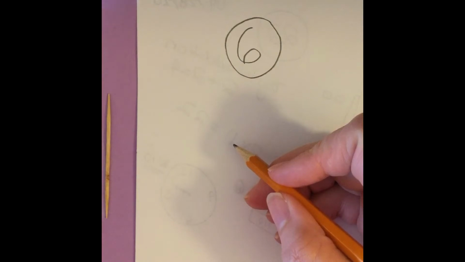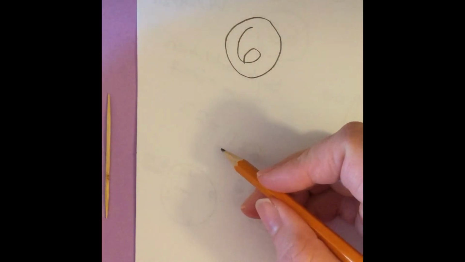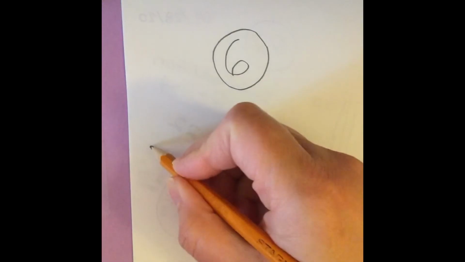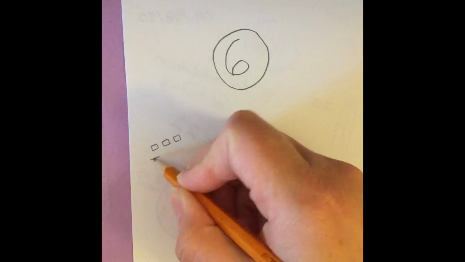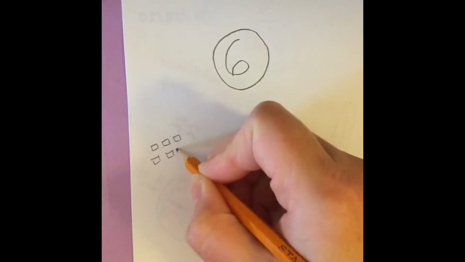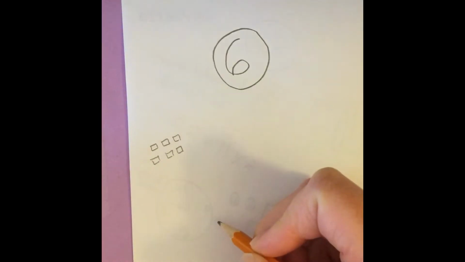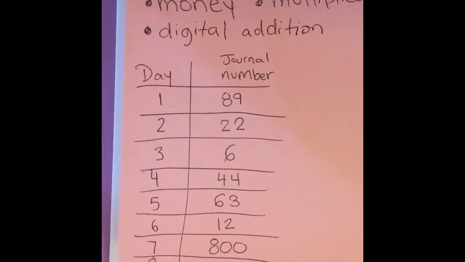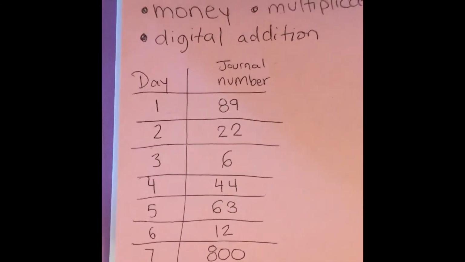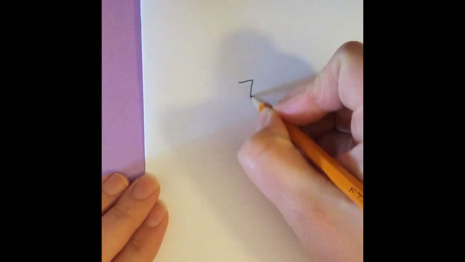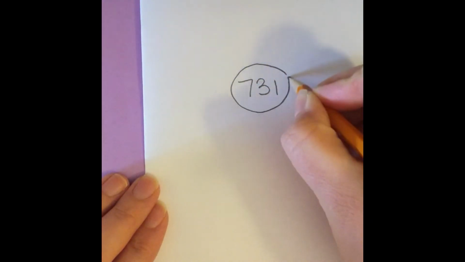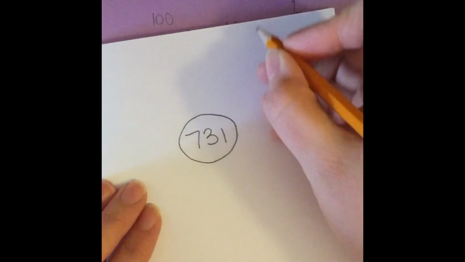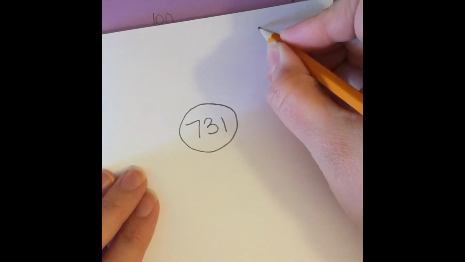And it has 0 tens, has 6 units. And I know that, so I'm going to do 6 little units, just like this. And if you need something a little more challenging, go ahead and do 3 or 4 digit numbers. So I'm writing the number up here and I'm circling it, and I'm going to write the date up top right here.